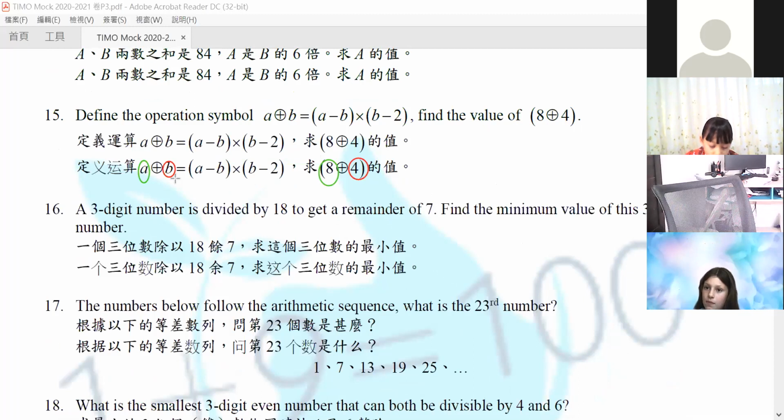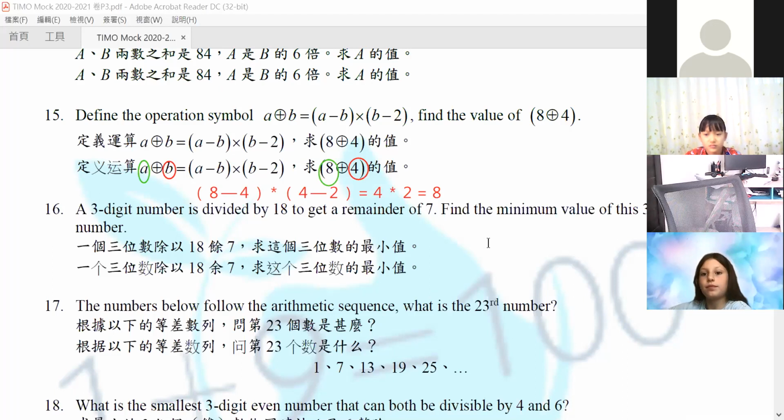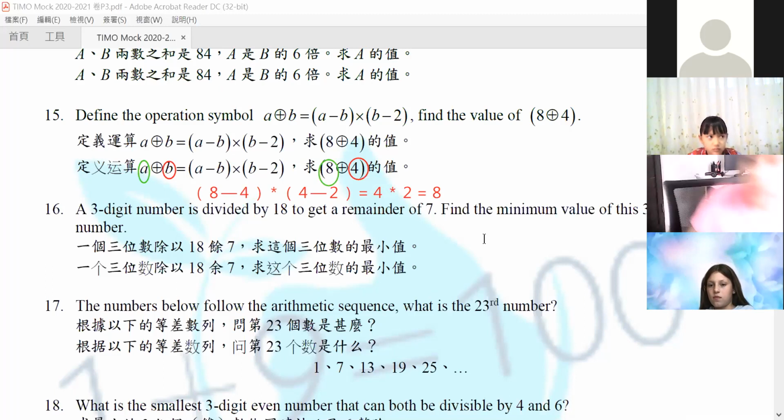So if we replace it, it will equal 8 minus 4 times 4 minus 2, which is equal to 4 times 2, which is equal to 8. All right. We just substitute the number A equals 8, B equals 4, and then we get the answer. It's just as simple. All right. So question 15 is simple.